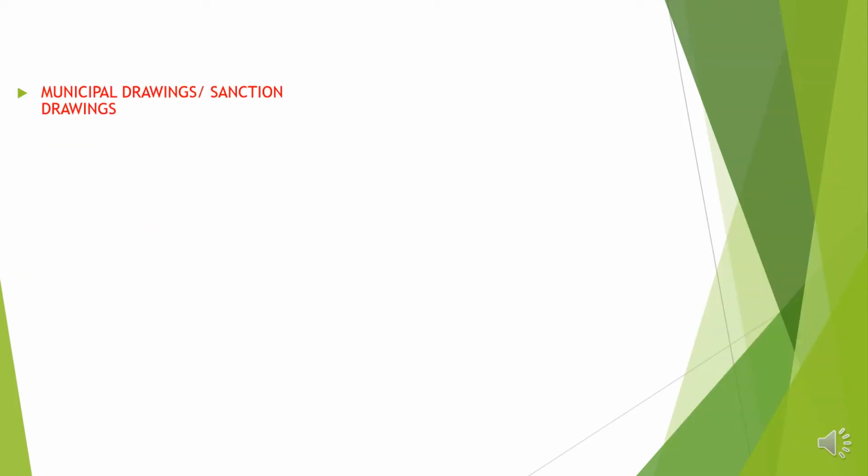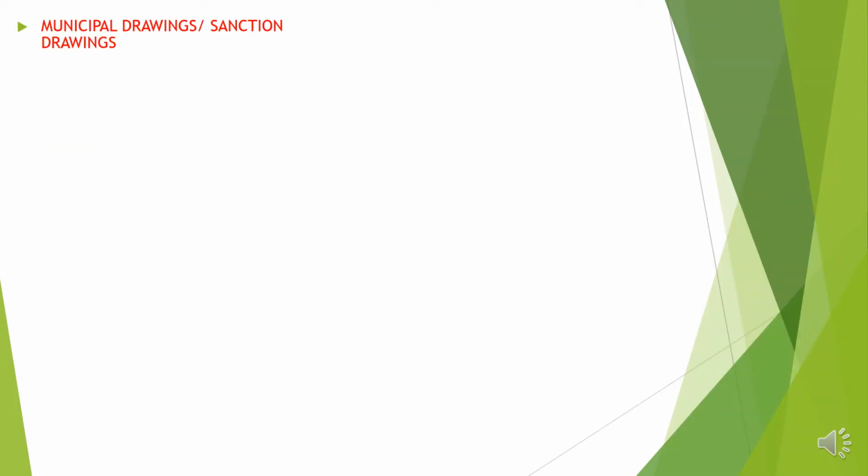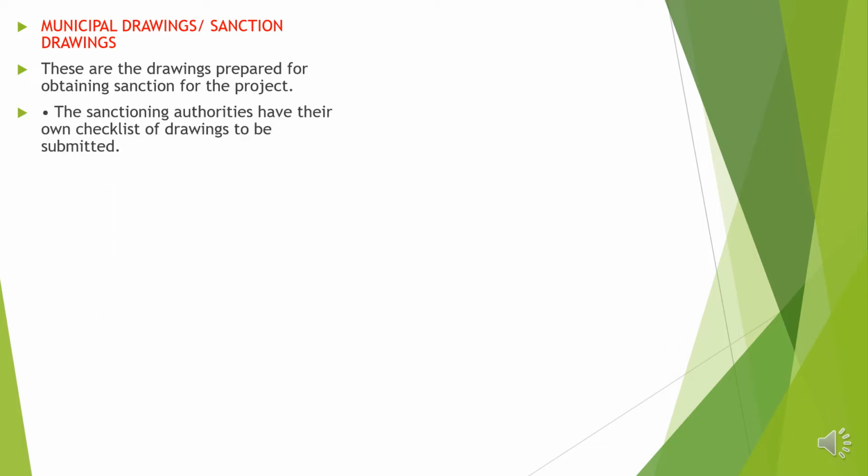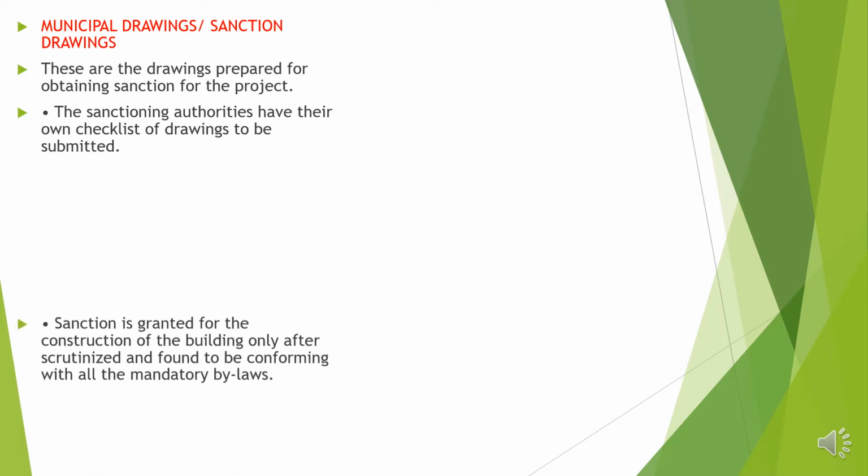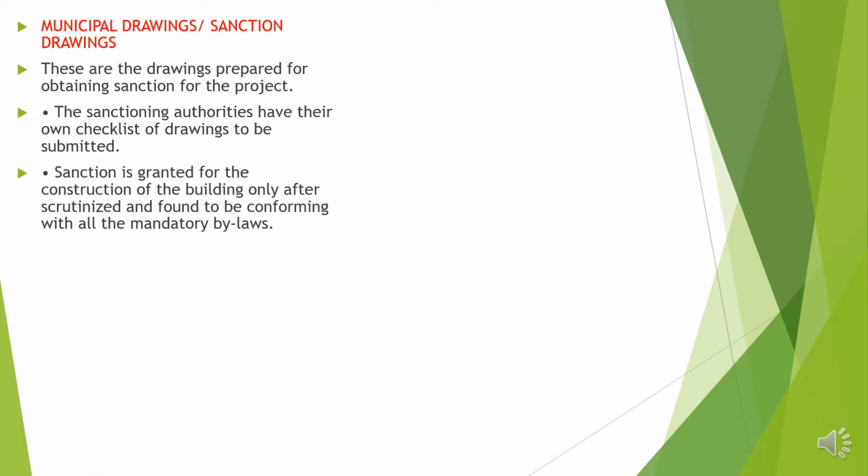Next are the municipal drawings, known as sanction drawings. These drawings are prepared for getting approval from the concerned authorities, like the municipal authorities or whatever the local authorities are. The sanction authorities have their own set of bylaws through which they check the submitted drawing, such as setback areas and everything. Every municipality has its own development control rules, or DCR. With respect to that, they check the drawings, then give the clearances. Without the approval, the building cannot be constructed.